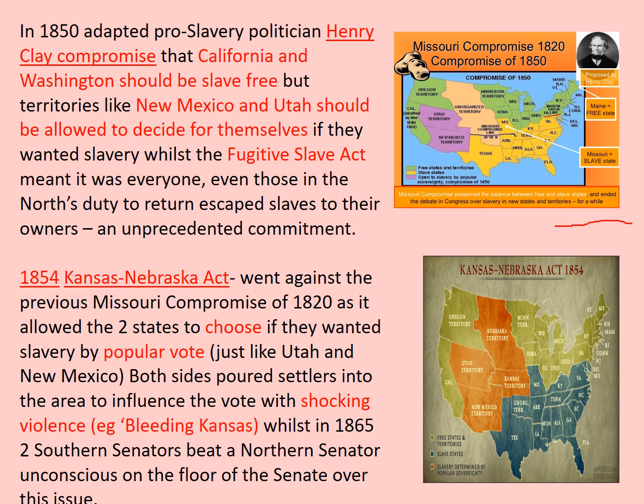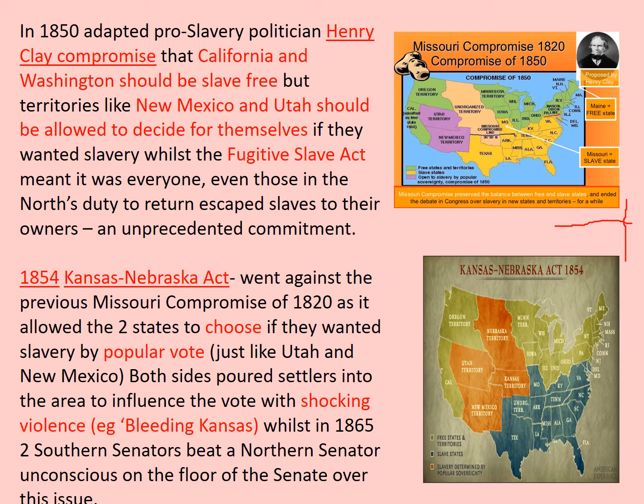So we now have also a further act. In 1854, the Missouri Compromise, remember, said that slavery wouldn't go any further south. And the Kansas-Nebraska Act went against this, allowing the 2 states of Kansas and Nebraska to choose if they wanted slavery by popular vote. Now that's a major decision. So we've got the previous one going further to the anti-slavery, and now we're having a move towards the pro-slavery because of this choice. Both sides throw their settlers into the area, trying to influence the vote, trying to make sure the vote goes their way.